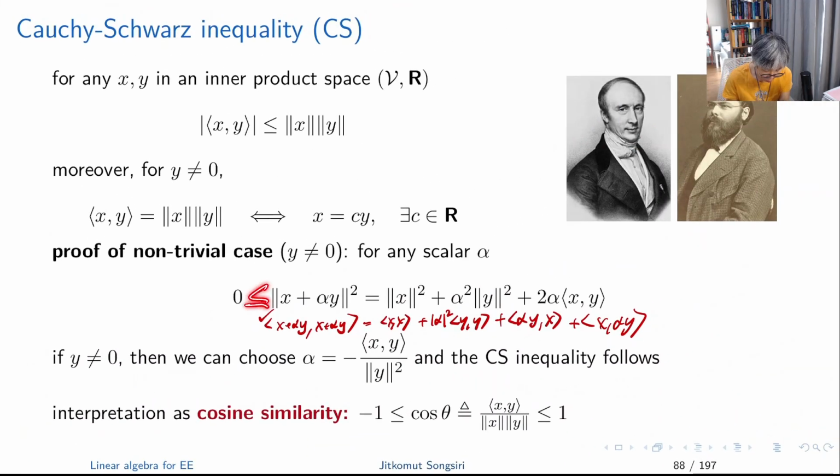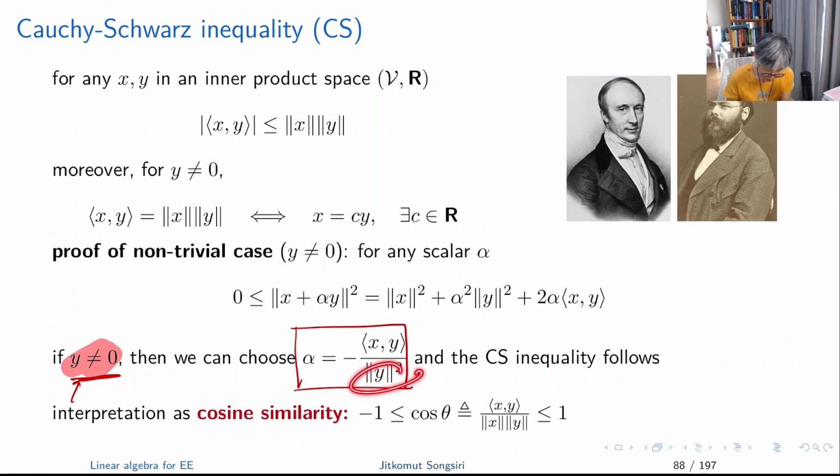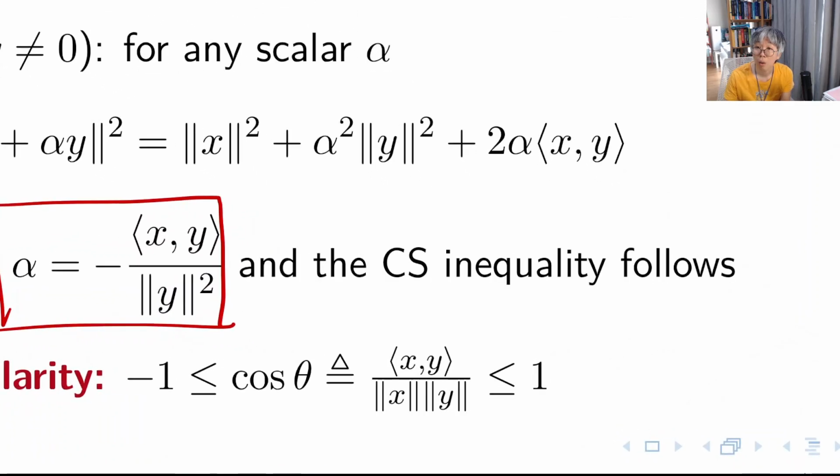So this quantity is always non-negative. Then for y that is non-zero, we'll come back again why it is quite general to assume this. So if y is non-zero, we can select alpha this way because the denominator now is always non-zero. But if we plug in this alpha to the expression, we would get something that is always non-negative, right?